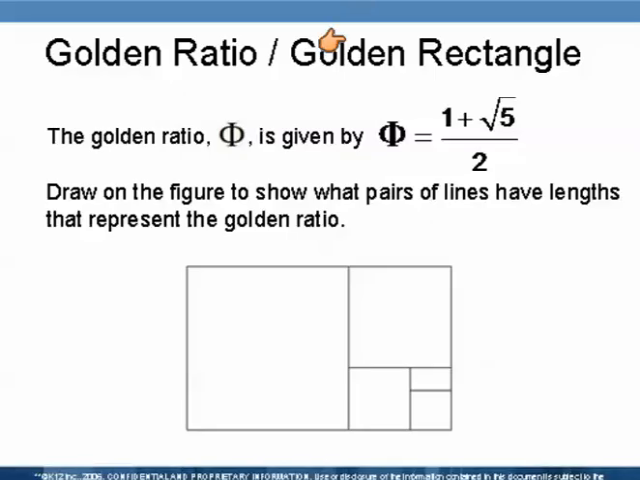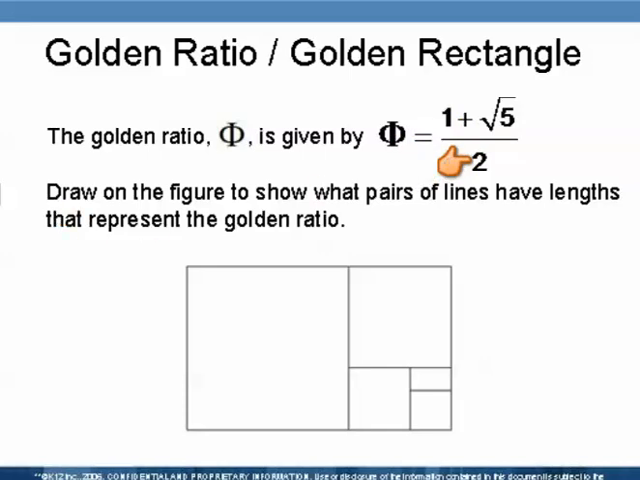Okay. What are we talking about? First one is called the golden ratio. The golden ratio is a ratio that they started noticing in nature. And they started saying, you know, we see this ratio occurring over and over and over again. And so they came up with a value for it. It's called phi. It is a Greek letter, okay? And it's 1 plus the square root of 5 divided by 2.